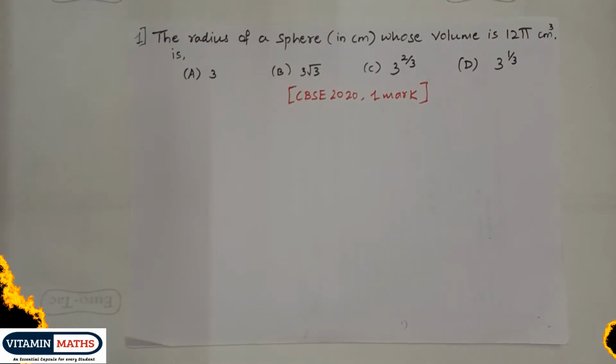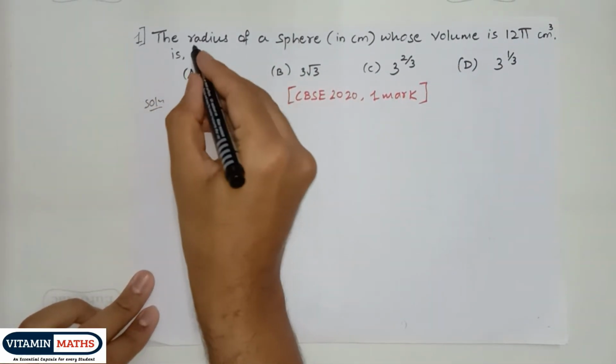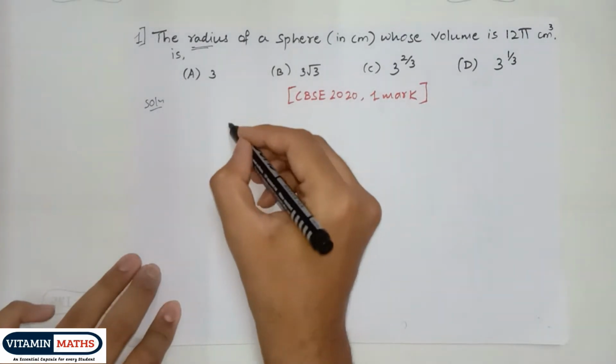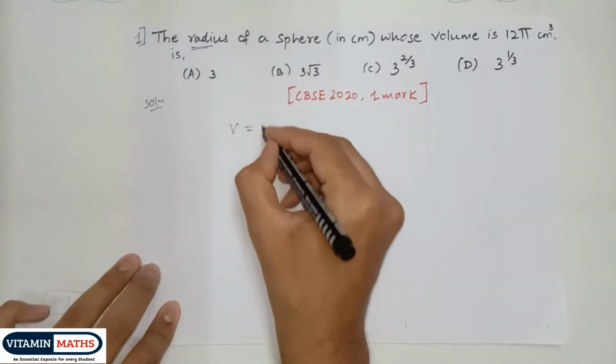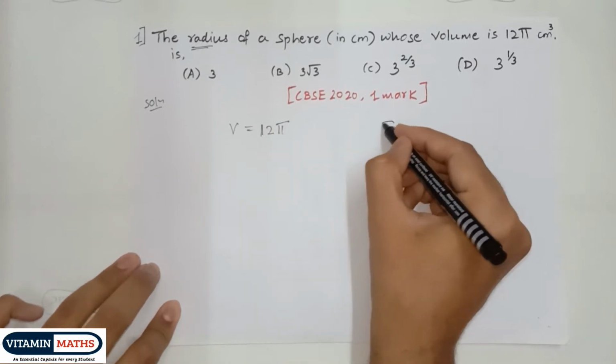Let us begin the first question. The radius of a sphere in centimeter whose volume is 12 pi centimeter cube is. So the options are given. So let us solve. You have to find the radius of a sphere whose volume is given as 12 pi.